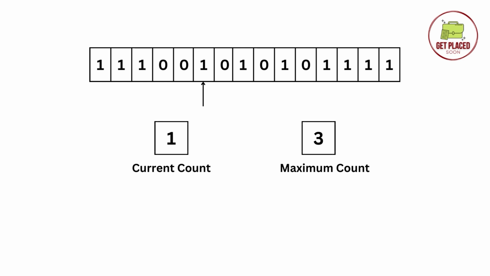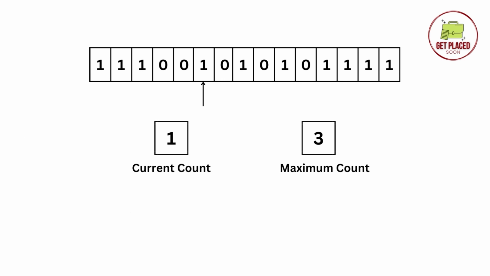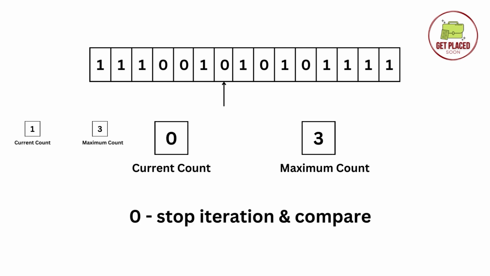So we got 1, the current count is 1. Moving ahead, we got 0. We stop iteration and now compare. Before updation, the values previously are 1 and 3, which is on the left side, 1 and 3. Now we stop iteration, we compare current count and maximum count. 3 is highest, 3 is in maximum count.